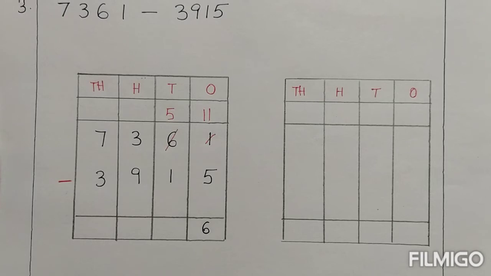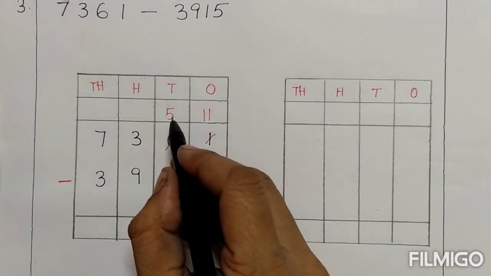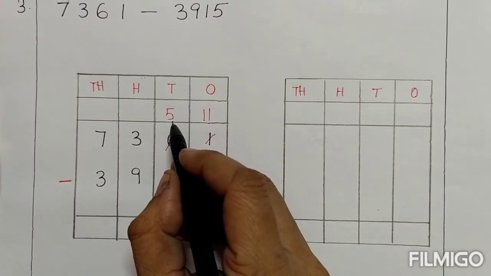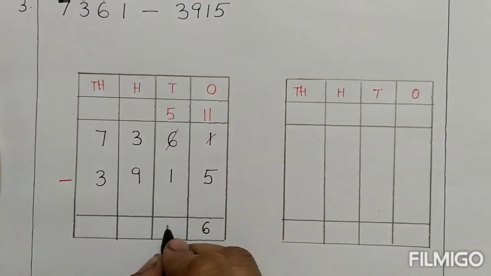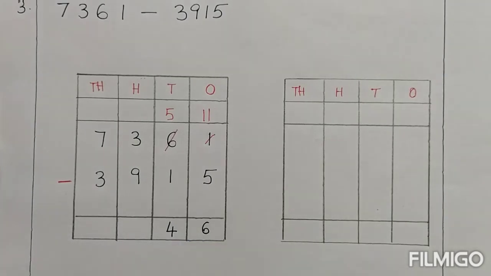In tens column, 5 minus 1. We need not borrow. So here the greater number is at the top. 5 minus 1 is 4.